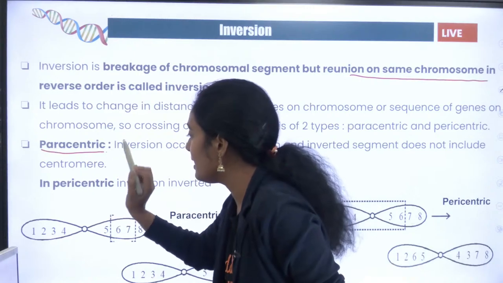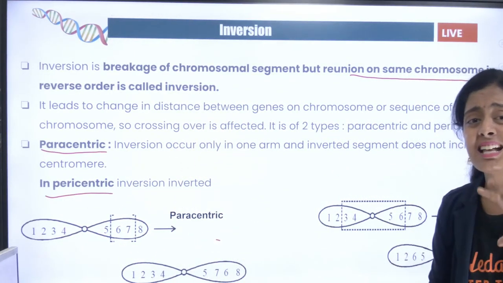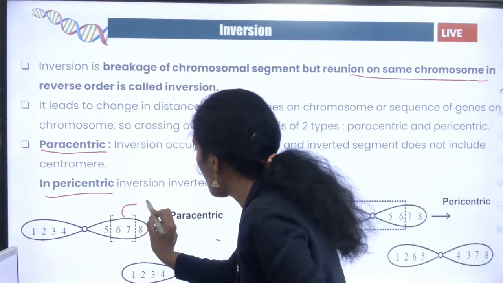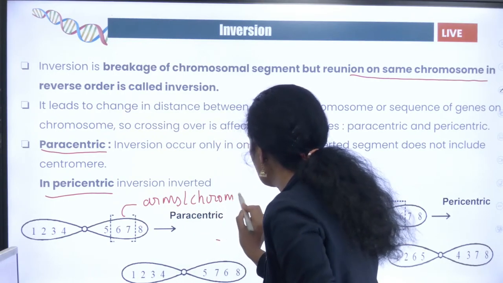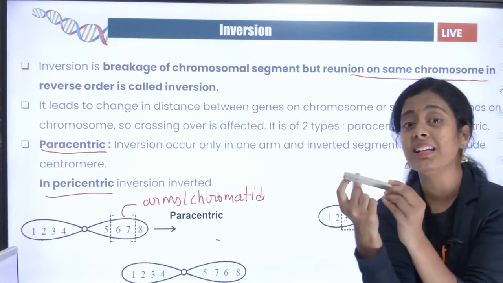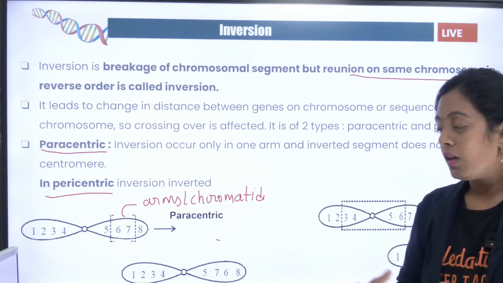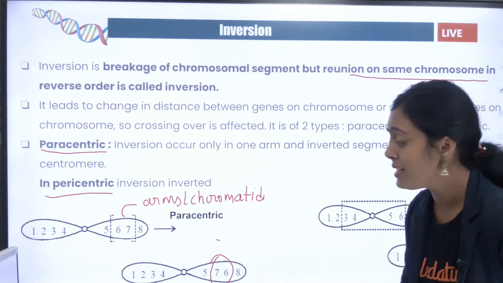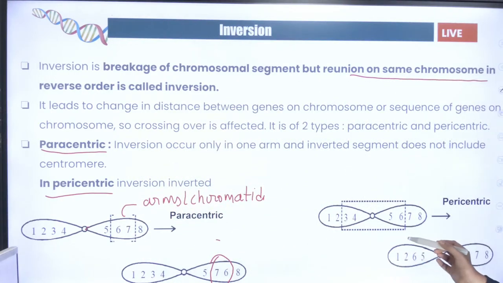One is paracentric inversion, the other is pericentric inversion. What is paracentric? It happens on one chromosome arm. We call the arms of the chromosome chromatids. Within one single chromatid, there is an exchange or inversion of the genes. Here it is 6-7, here it becomes 7-6. And it does not involve the centromere. That is why we call it paracentric.